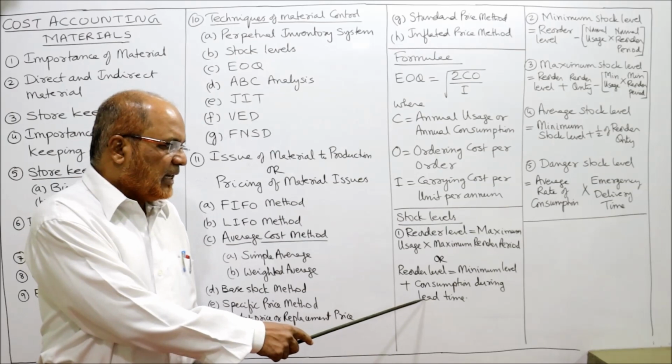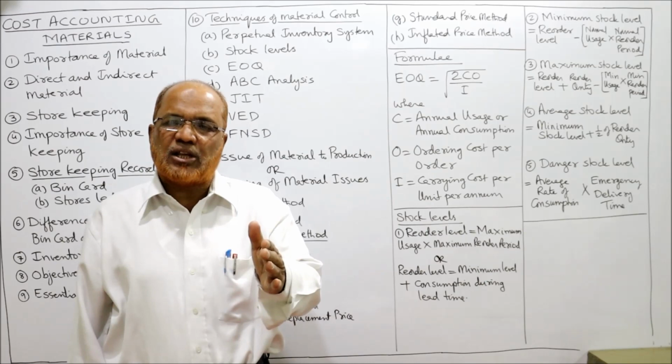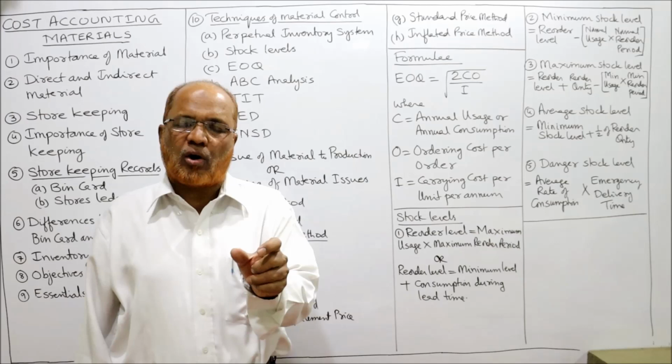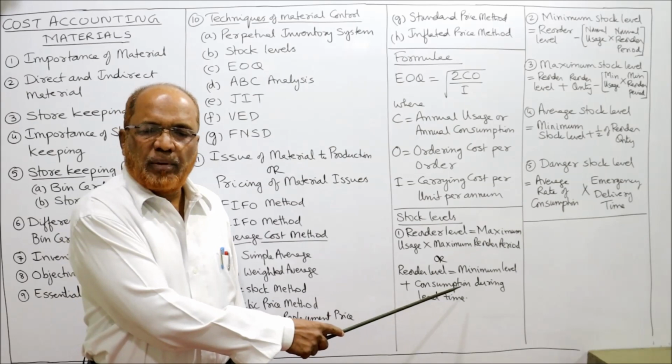Lead time means the time gap between placing the order and receiving the goods. The time gap between placing the order and receiving the goods, that is called lead time. So minimum level plus consumption during lead time will give you reordering level.